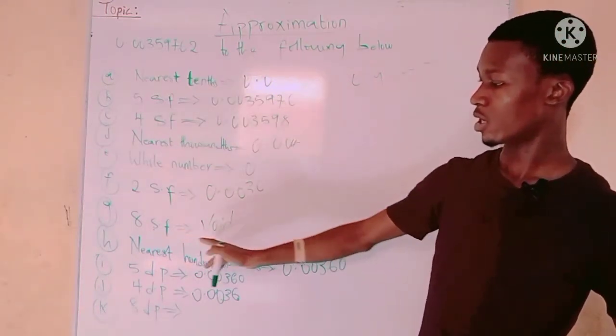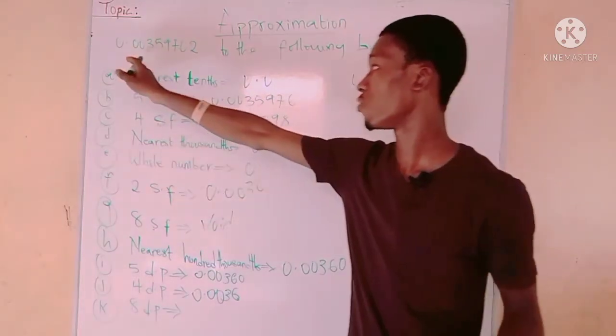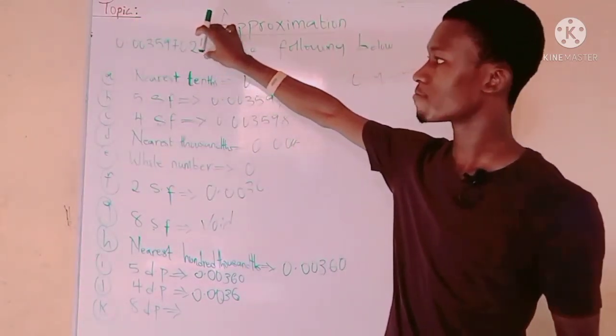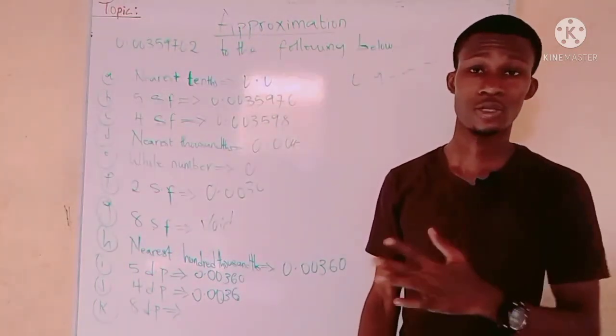You can see our answer for 8 significant figures. It is this because we never counted any of these. We started counting from here, which actually stopped at 6 significant figures. It didn't go higher than that.